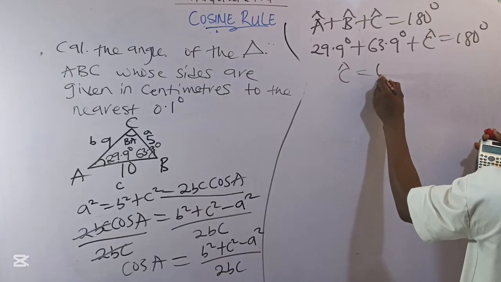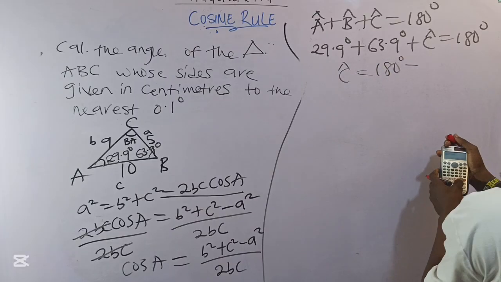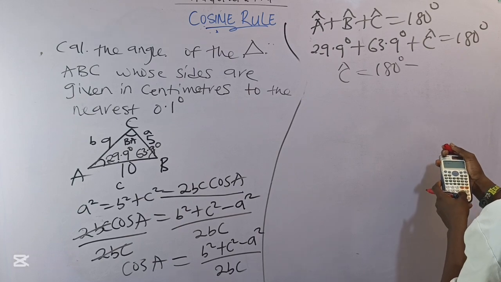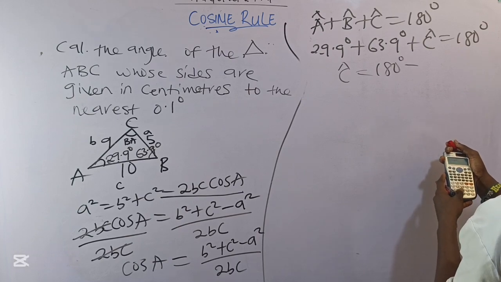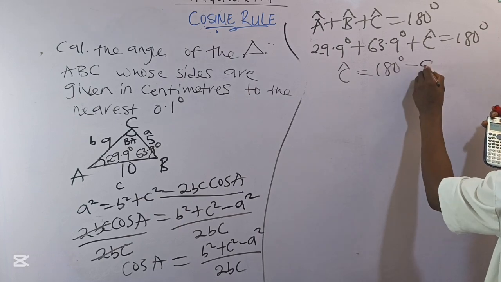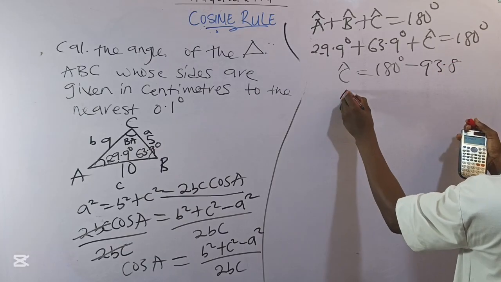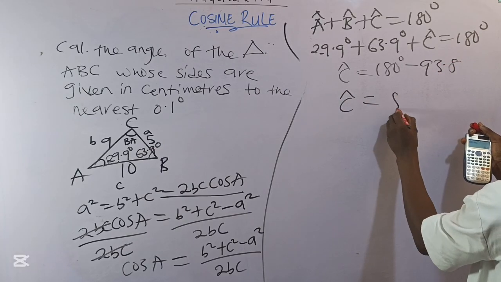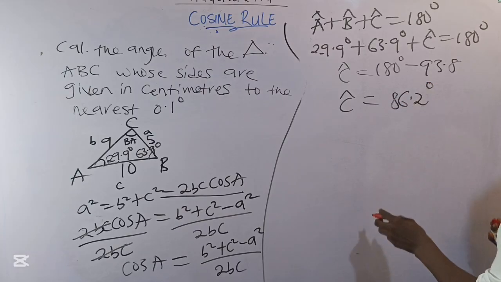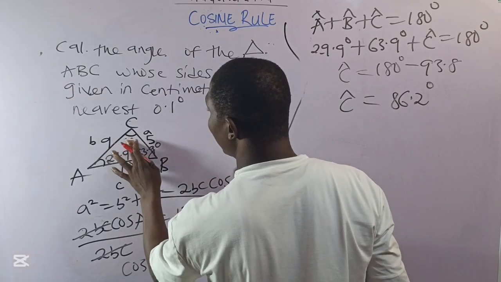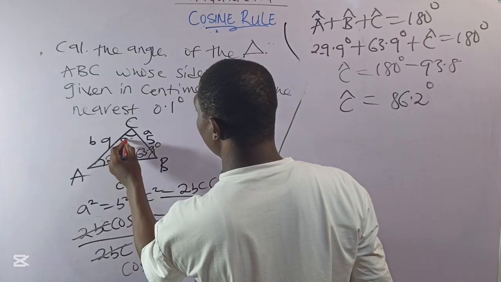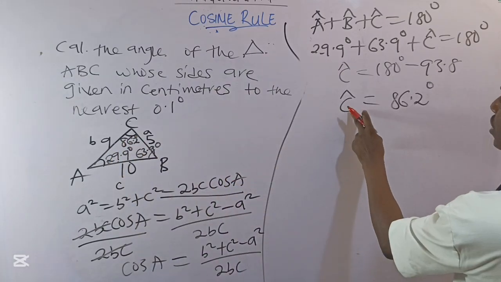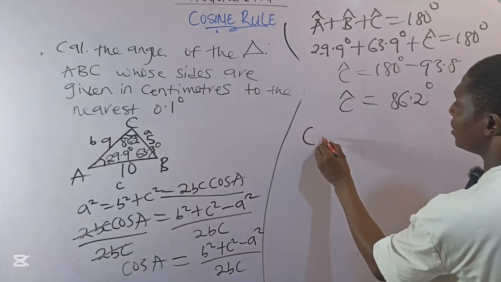So this will give me angle C to be equals to 180 degree minus, add up these two and bring it to the other side, 29.9 plus 63.9. This will give me 93.8. And angle C will be equals to 180 minus that value, and you have 86.2 degree. So if the two other angles are correct, then here must be 86.2 degree.